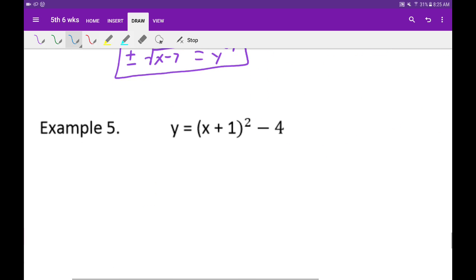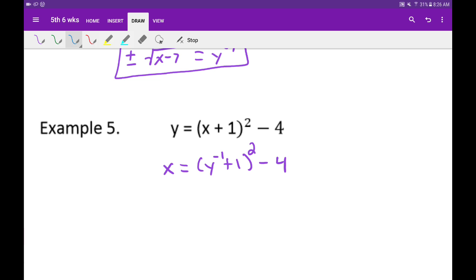Okay, on the next one, same thing. It's just an extra step involved because we have parentheses squared and we have to deal with the x plus 1 underneath. Same situation: y becomes x, and x becomes y plus 1 squared. Make that the y inverse. There's a minus 4 there.